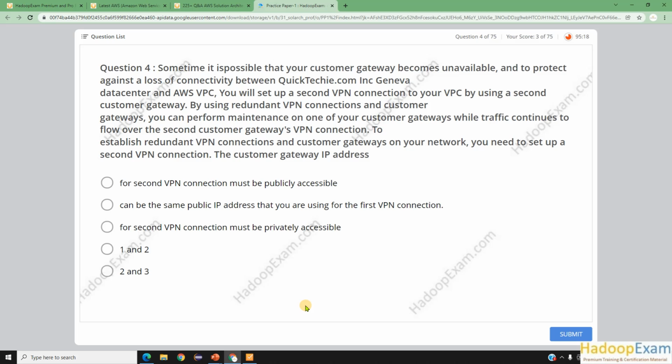Sometimes it is possible that a customer gateway becomes unavailable. Now the question is related again to a site-to-site VPN connection. To protect against loss of connectivity between the quicktechie.com Inc Geneva data center and the AWS VPC, you will set up a second VPN connection to your VPC by using a second customer gateway. So you can perform maintenance on one of your customer gateways while traffic continues to flow over the second customer gateway's VPN connection. To establish redundant VPN connection and customer gateways on your network, you need to set up a second VPN connection. The customer gateway IP addresses.